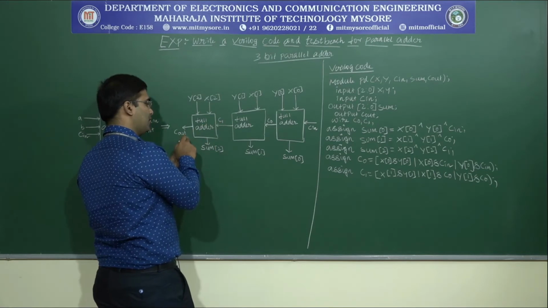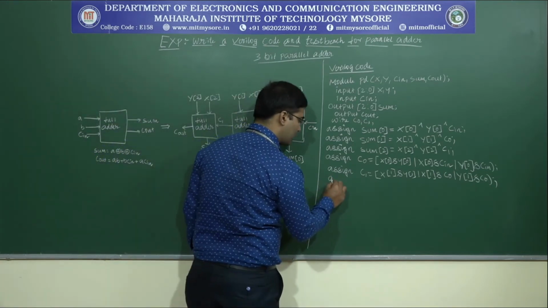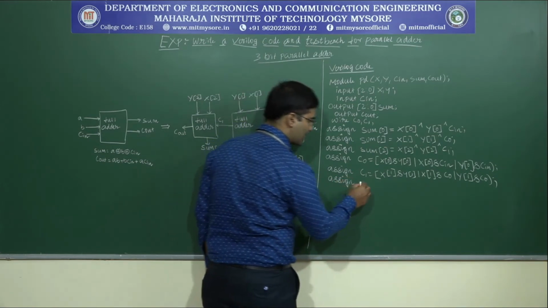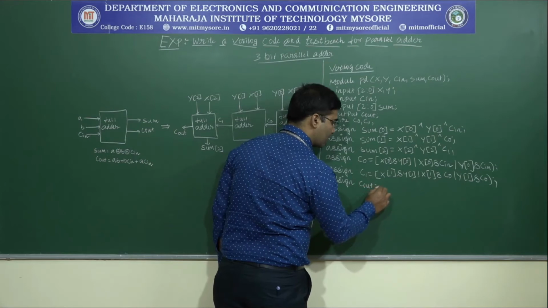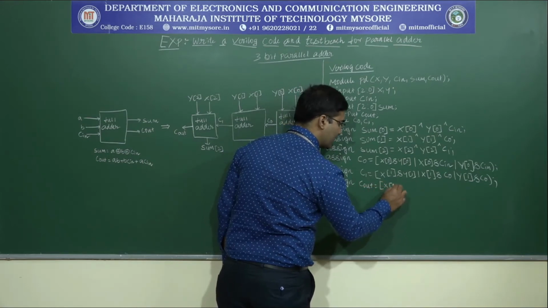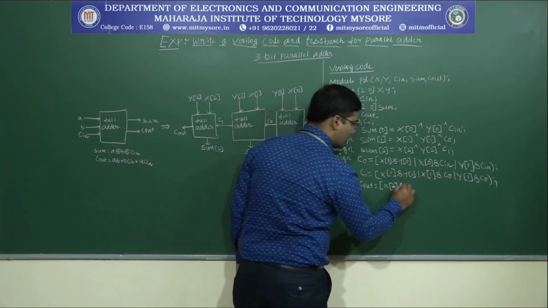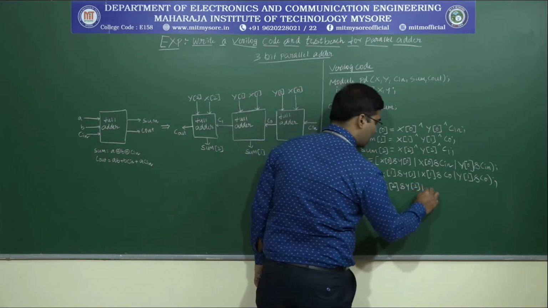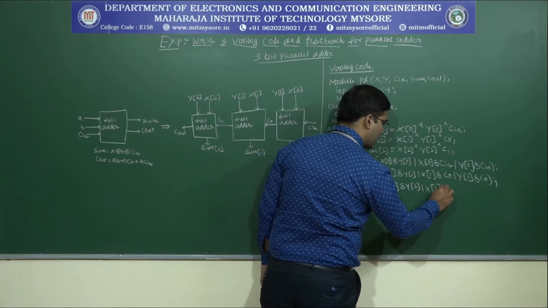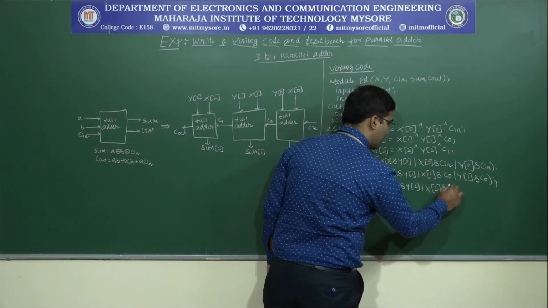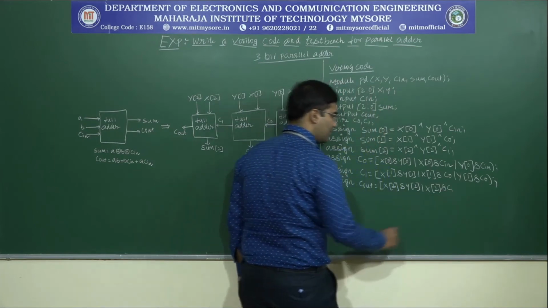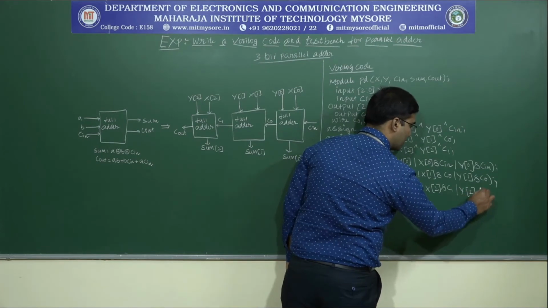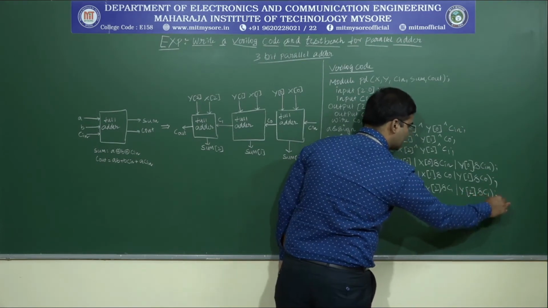The last one we have is C out. Assign C out, which is X2 and Y2, or X2 ANDed with C1, ORed with Y2 ANDed with C1.